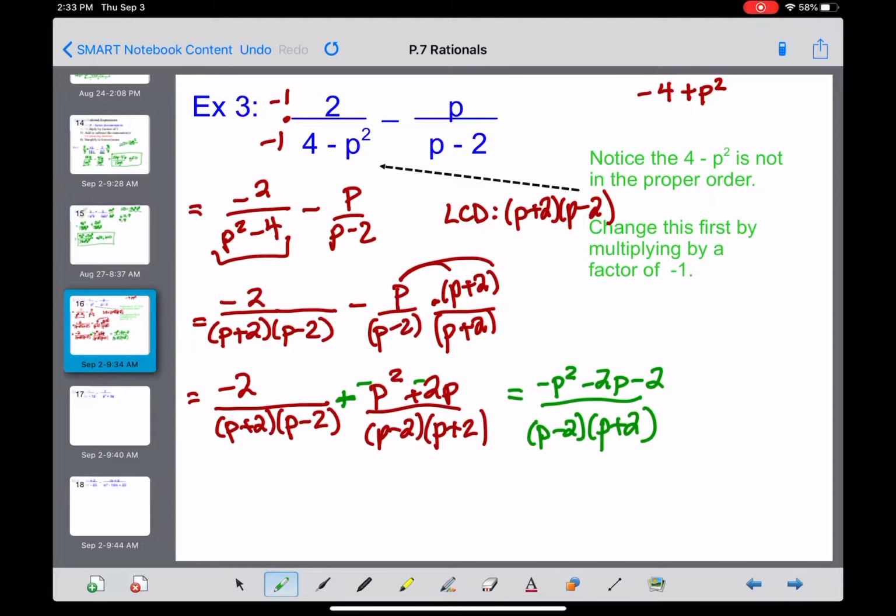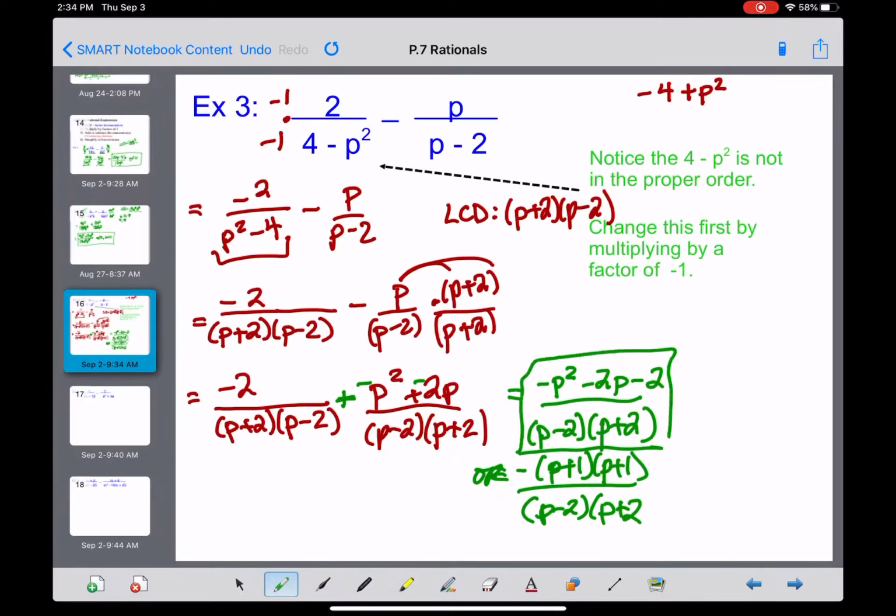Now, that is how you can write your answer. You could factor out a negative if you wanted to, and then factor the polynomial. Because it does factor, you want to make sure that nothing is going to cancel. So this factors to be p plus 1 when you take out the negative, but nothing's going to cancel. So you don't really need that. This answer is fine.